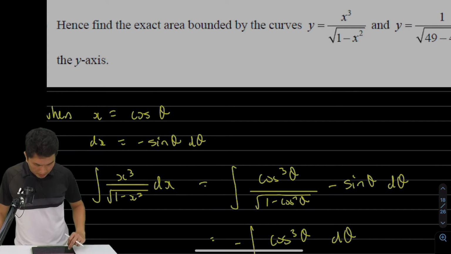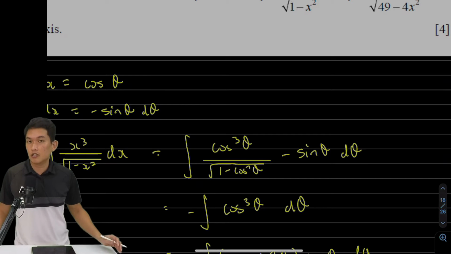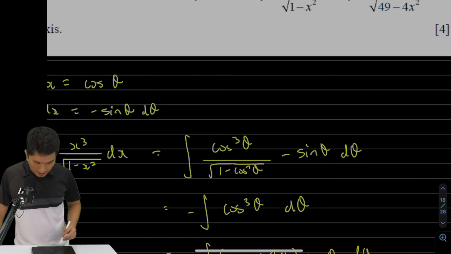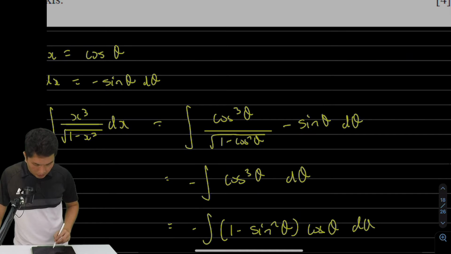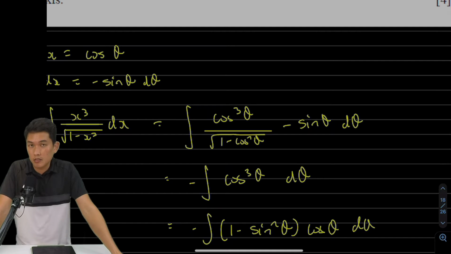Now, the next part, we can simplify a few things. For example, the denominator actually is just equal to sine theta. And that sine theta will cancel very nicely with this sine theta over here, leaving us with just an integral of negative cosine cube d theta.